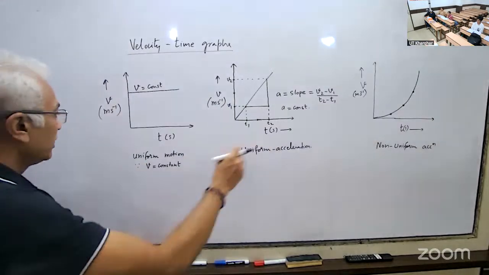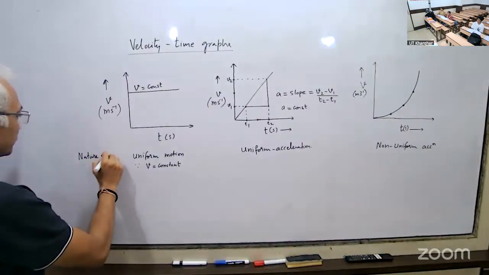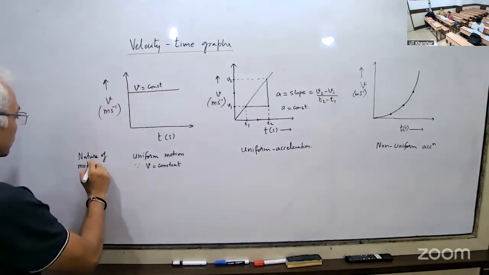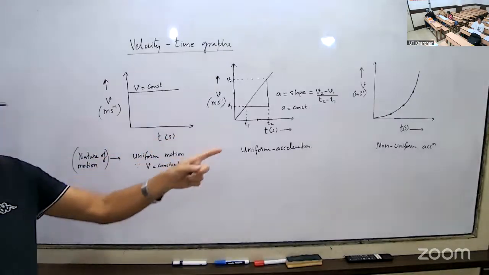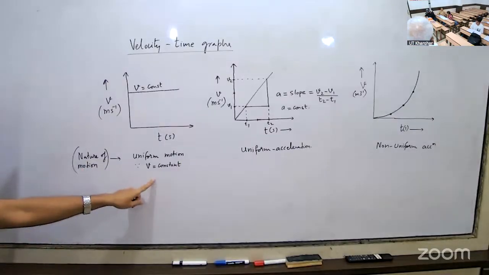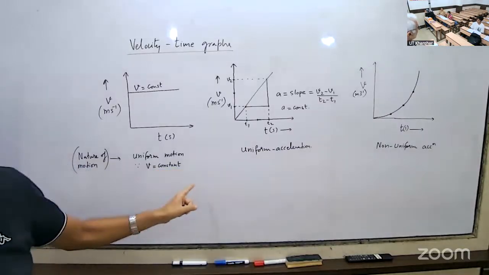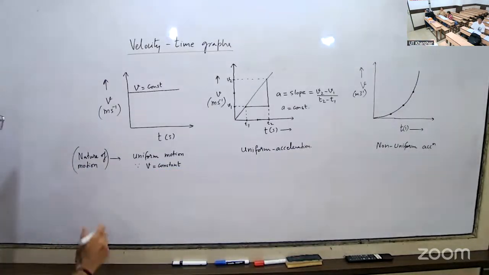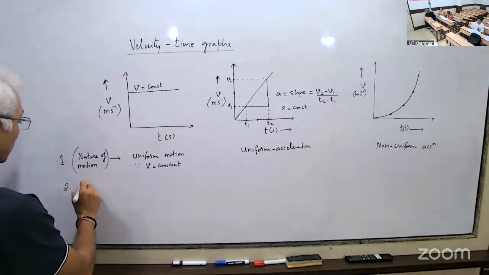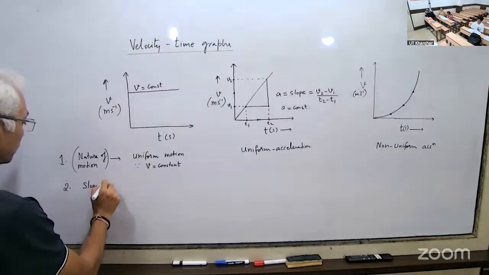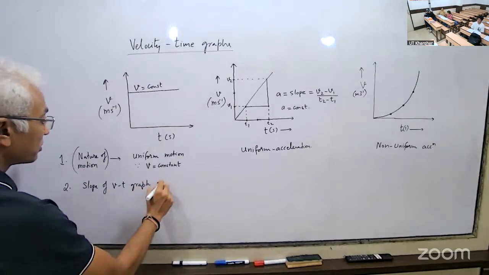So what you are seeing is the nature of motion. The first row is nature of motion, and in these 3 graphs it is different. Uniform motion, uniform acceleration, non-uniform acceleration. This is the nature of motion. What is the second information the VT graph gives? Slope of the VT graph gives acceleration.